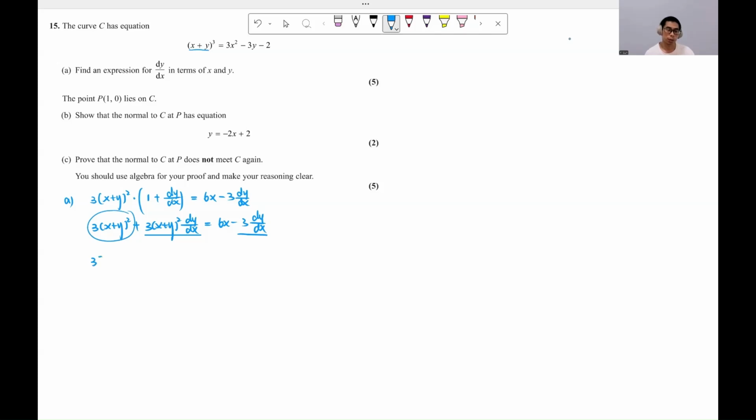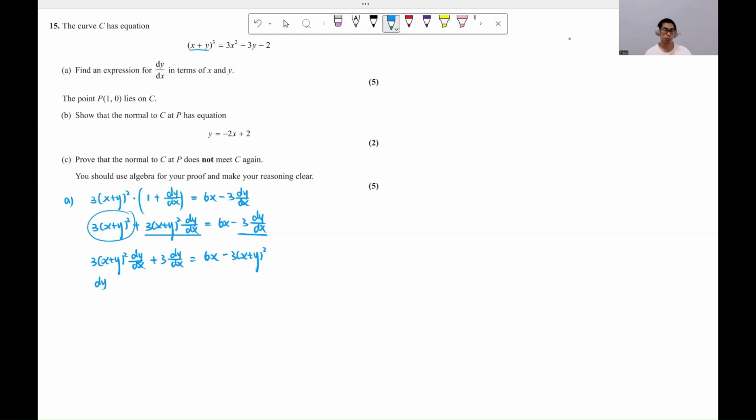Which means I will have 3(x + y)^2 dy/dx, this one I keep here, and I plus 3 dy/dx for both sides, so then this term will move to the left. And then 6x stays the same, and I minus 3(x + y)^2 for both sides. So now I have all the dy/dx terms on one side and all the other terms on the other side. And now we have 2 dy/dx terms here.